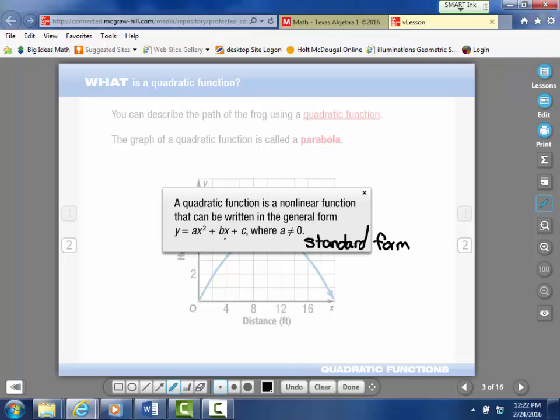And that should look pretty familiar to most of you because that's what we've been factoring for the last 2 weeks. Notice there it says a cannot equal 0, because if a equaled 0, then this term wouldn't be there and it would just be our linear function.